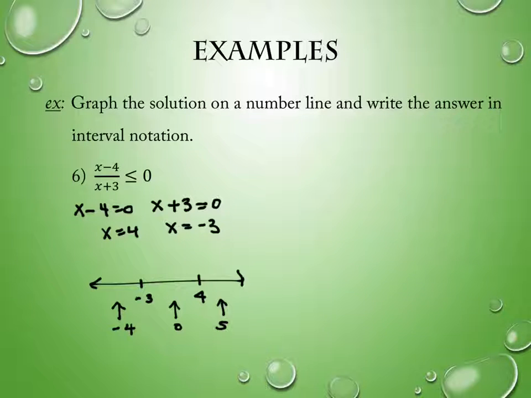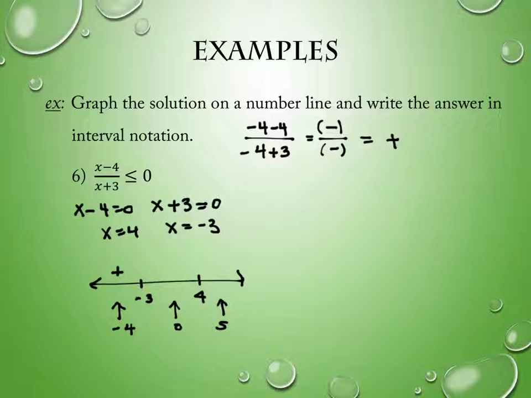So if I put in negative 4, I would have on top negative 4 minus 4. On bottom, I would have negative 4 plus 3. So on top, it's negative. On the bottom, it's also negative. And a negative divided by a negative, of course, is a positive. So a positive on my number line.